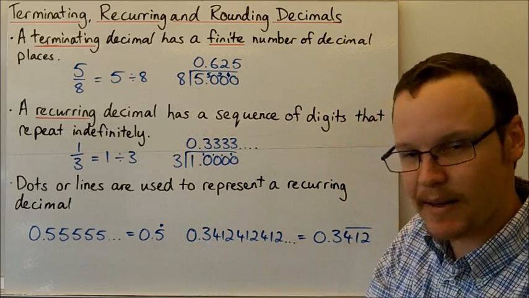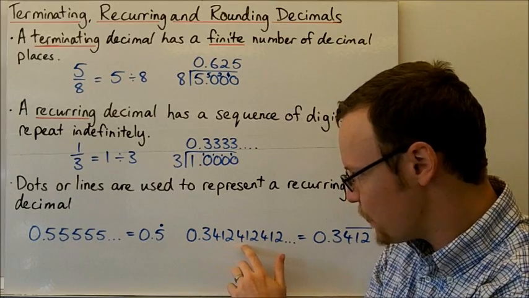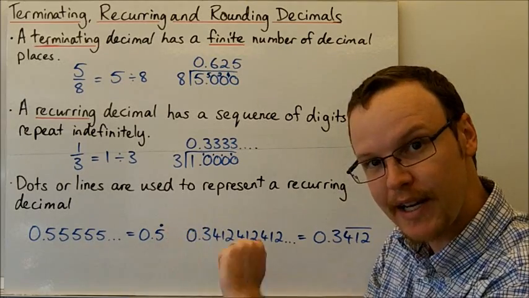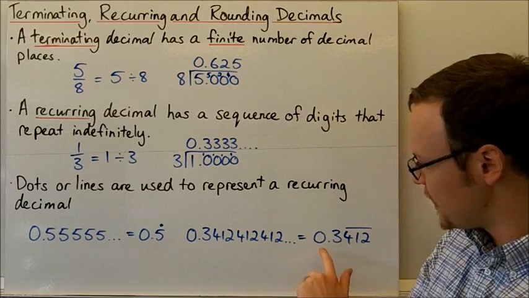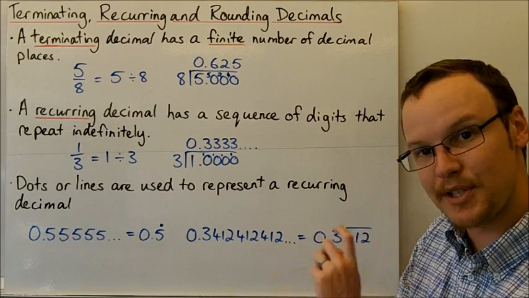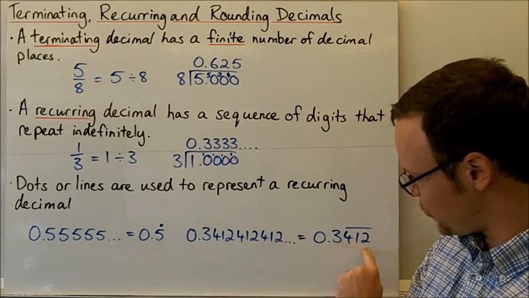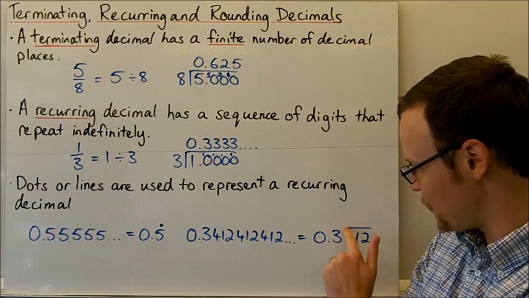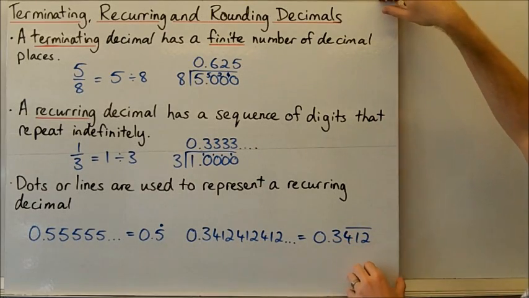Here we've got an interesting pattern, an interesting sequence. We go 0.3, 4, 1, 2, 4, 1, 2, 4, 1, 2. So the 3 isn't repeated. It's not part of the recurring nature of the decimal, but the bit that is repeating is 4, 1, 2, 4, 1, 2, 4, 1, 2. So what we can do is draw a line over the numbers that repeat. 412 is the number that repeats, so we draw a line over the 412. So this number will be represented as 0.3 with 412 recurring. That 412 is the recurring part of that decimal.